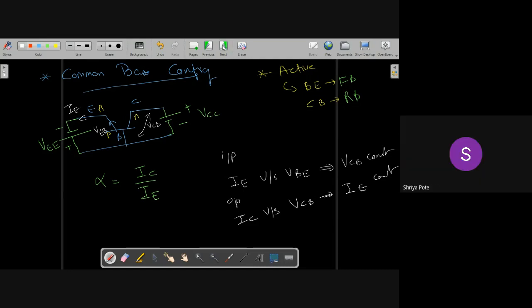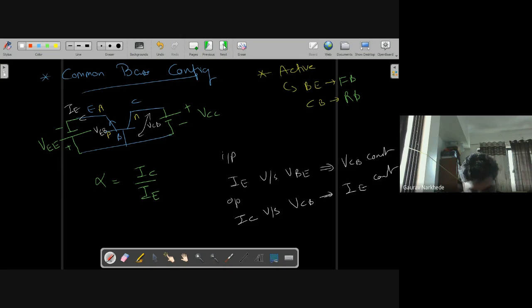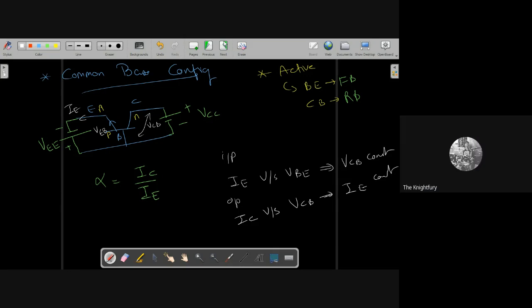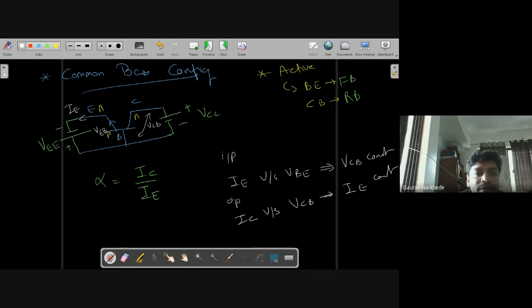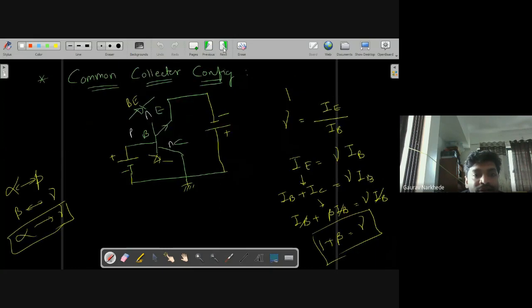Okay. So in common base configuration also, input characteristics is the same as the forward characteristics of a diode. Okay.